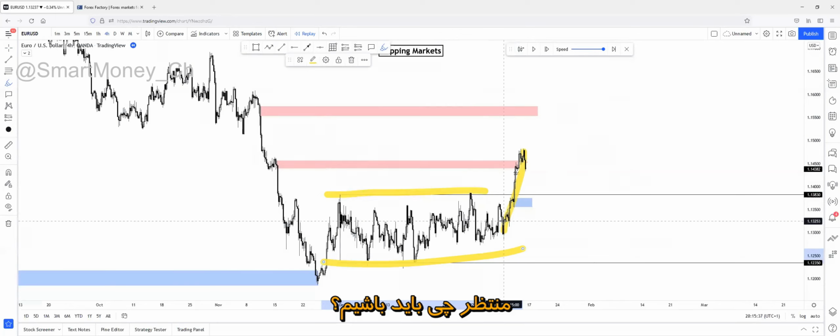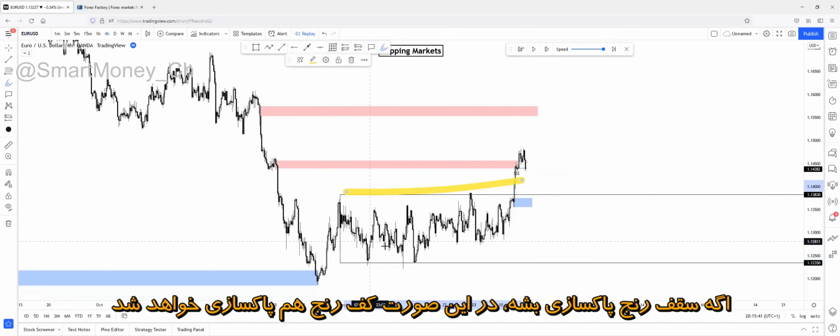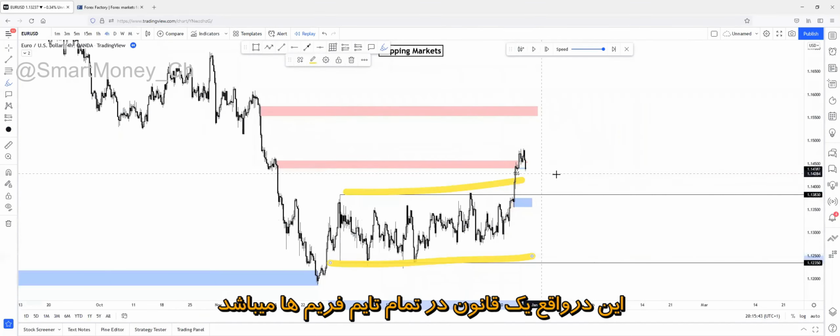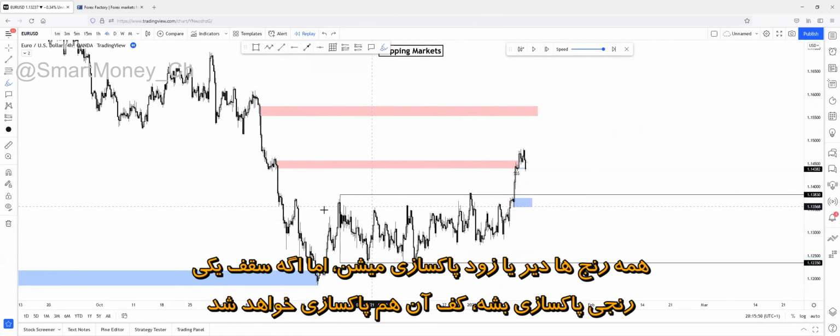Also be swept. Downside is swept. Yes, exactly. If a range high is being swept, then the range low will be swept also. This is basically a rule in every single time frame. You can just find a couple of examples for this scenario. Every single range is being swept sooner or later. But if the highs are being swept, the lows will be swept also.